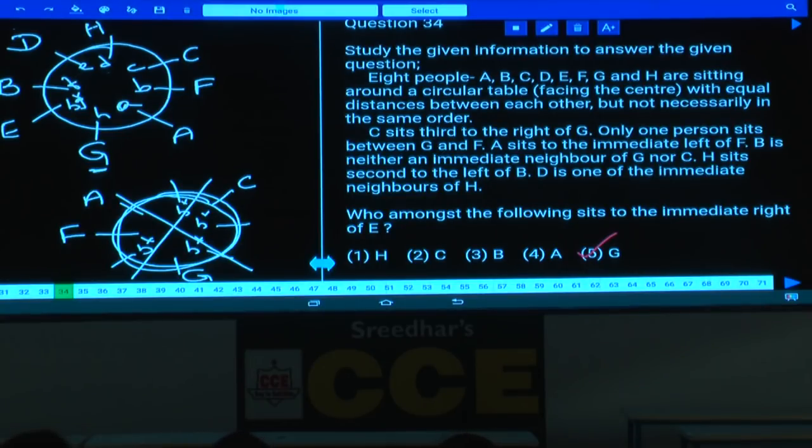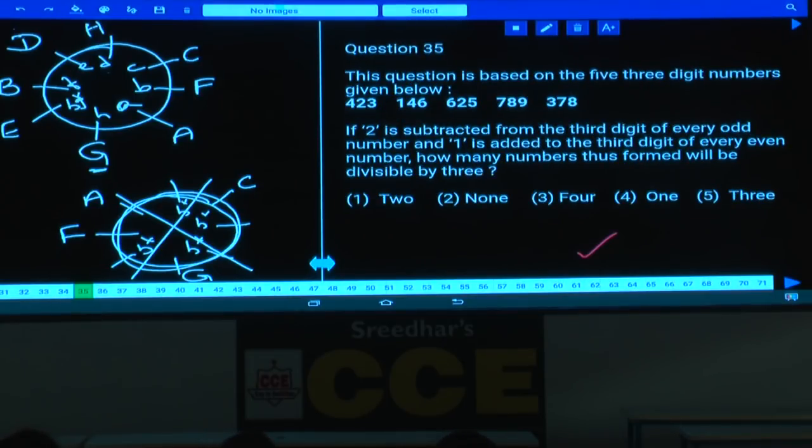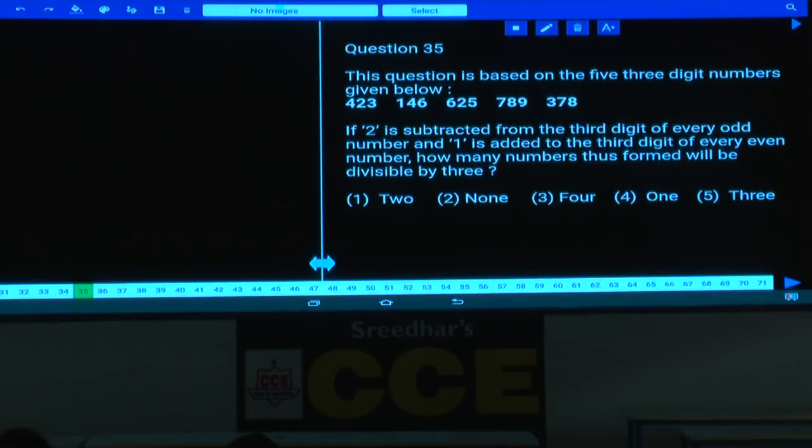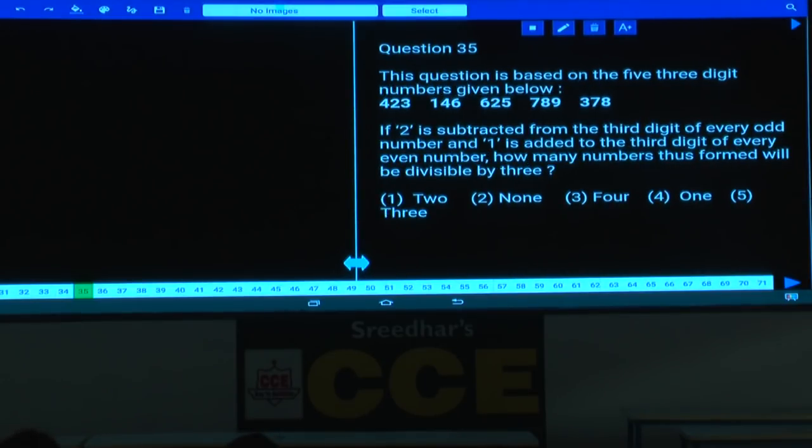Clear now? Now this is about question numbers 31 to 34. Then 35 onwards, 35 to 39. Now these questions are based on a set of numbers. How many numbers are there? There are 5 numbers given: 423, 146, 625, 789, and 378.